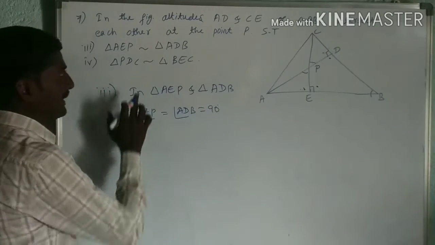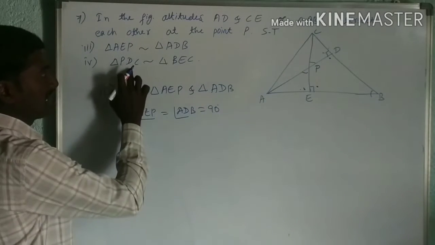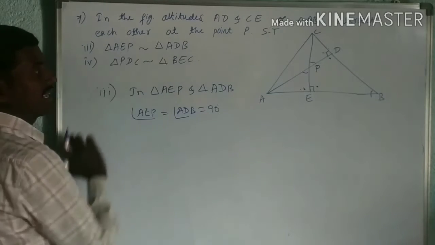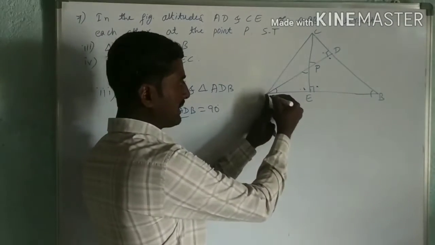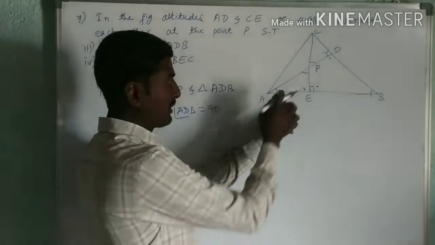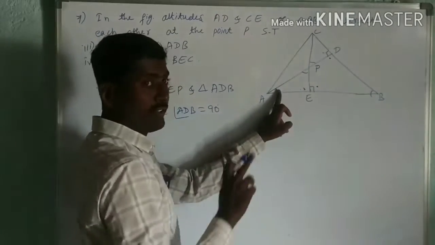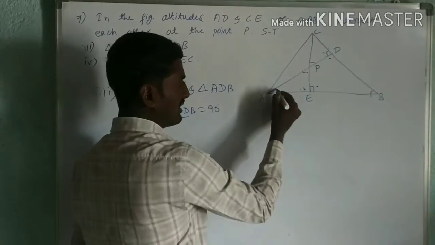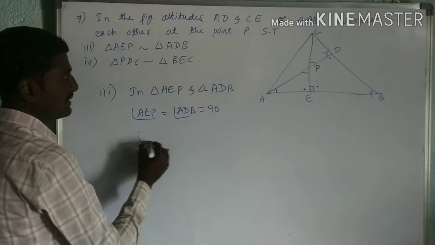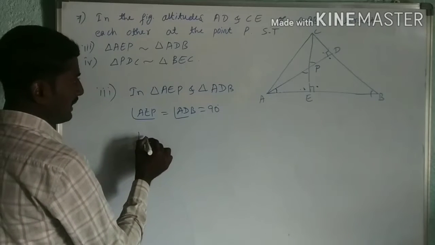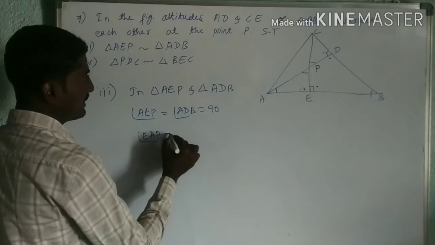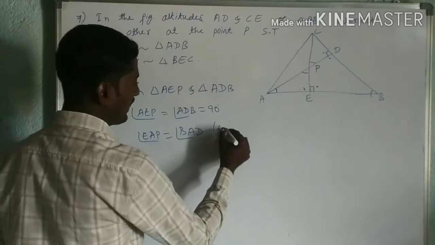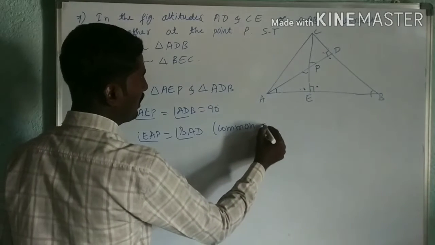Now, what is another angle? In triangles AEP and ADB, the angle A is common. This angle for triangle AEP and the same angle for the other triangle ABD is common for both the triangles. So what can I write? Angle EAP is equal to angle BAD, the common angle.